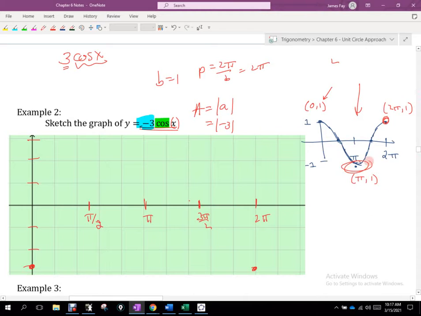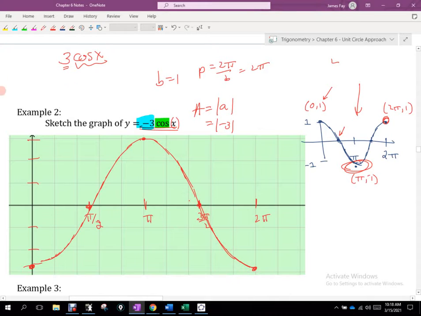Okay. This point here, which was halfway, was at pi, negative 1. And now it's going to go to what? Positive 3. Pi, positive 3. X-intercepts have a y value of 0. So when I multiply 0 by negative 3, they stay the same. Connect with a smooth curve. And that there is your cosine, negative 3 cosine of x.